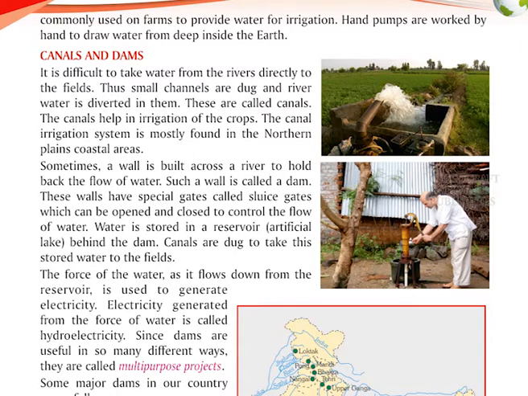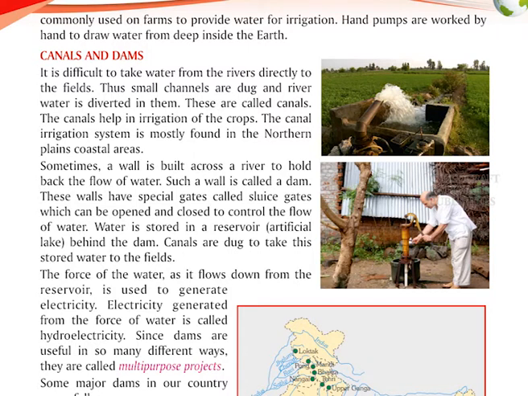Hand pumps are worked by hand to draw water from deep inside the earth. Canals and dams. It is difficult to take water from the rivers directly to the fields. Small channels are dug and river water is diverted into them. These are called canals. The canals help in irrigation of the crops. The canal irrigation system is mostly found in the northern plains and coastal areas.